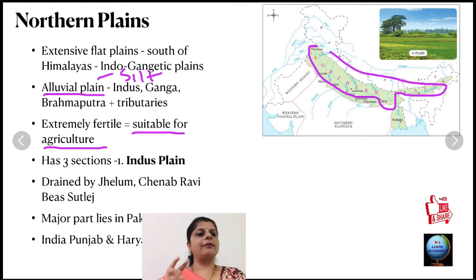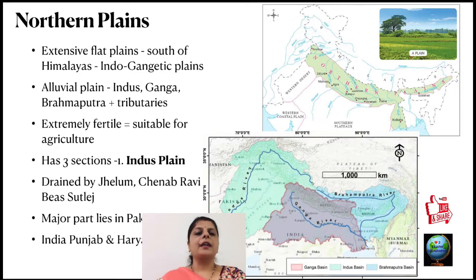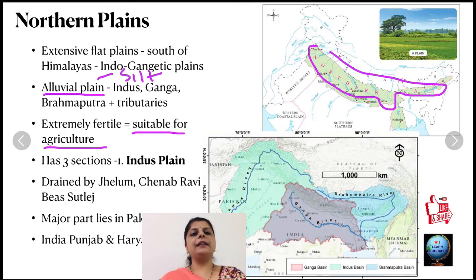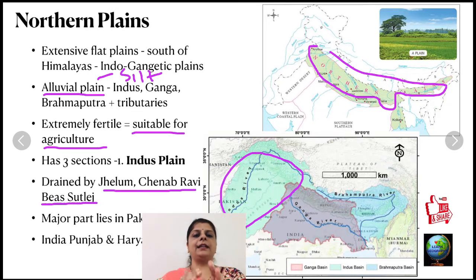Northern plains are actually divided into three parts. Let's understand the first, that is the Indus plain. Indus plains are mainly drained by rivers like Jhelum, Chenab, Ravi, Beas and Satluj. Now a major part of these plains lies in Pakistan. Some part lies in India, where Punjab and Haryana are the states which have the extension of these plains. You can see the major part is located in Pakistan, a very small part is located in India.